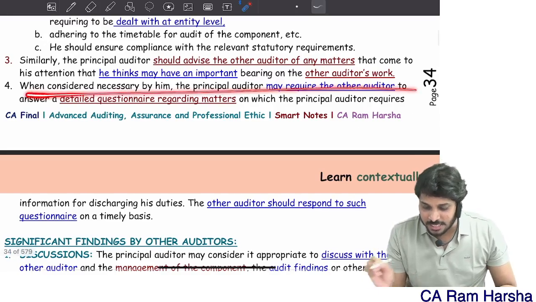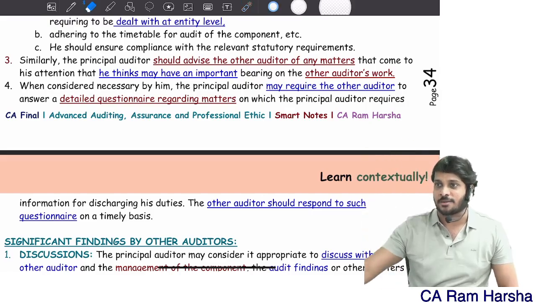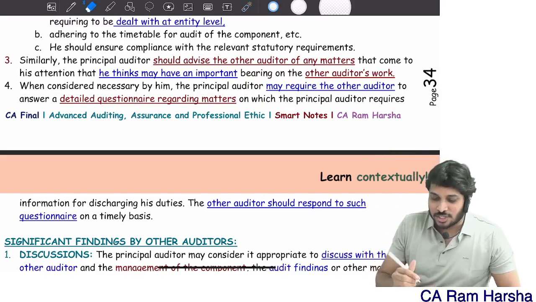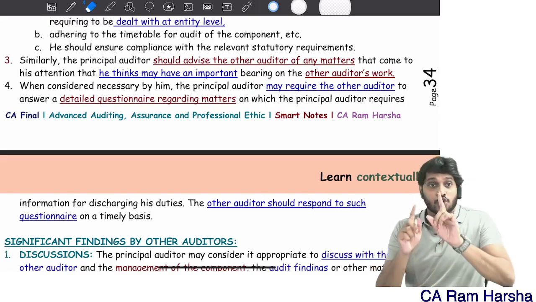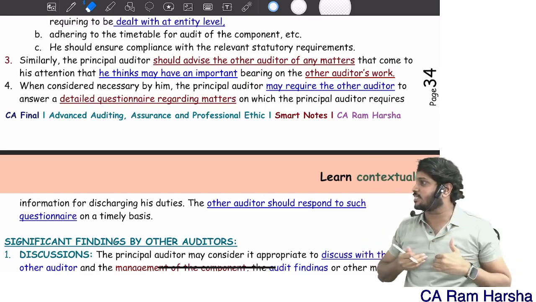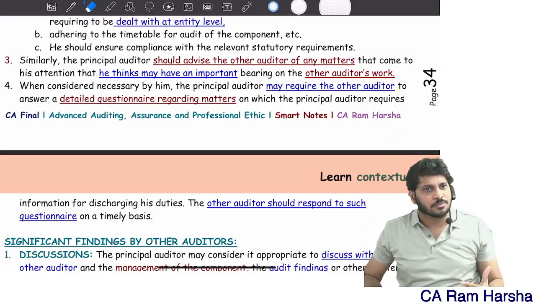Next, when considered necessary, the principal auditor may also send the other auditor a detailed questionnaire, and the other auditor should reply to the principal auditor on the questionnaire he is asking. You're getting it? All these elements NFRA verified in KPMG.